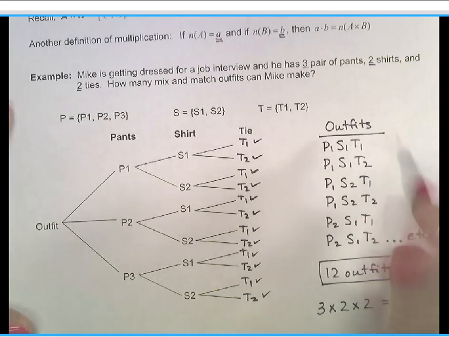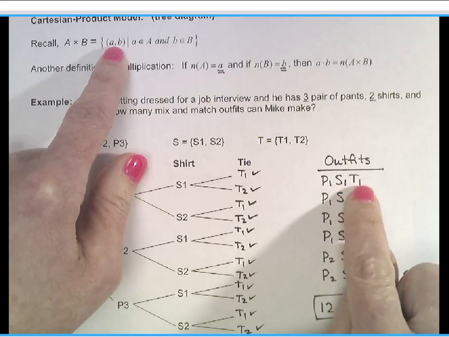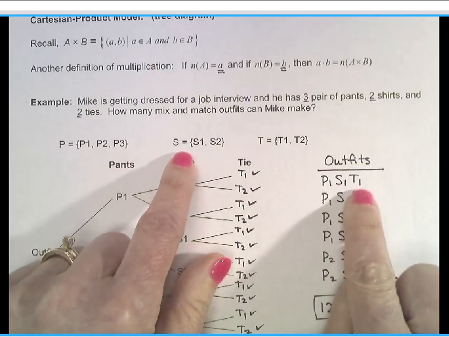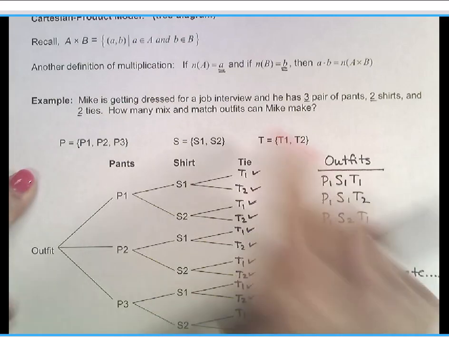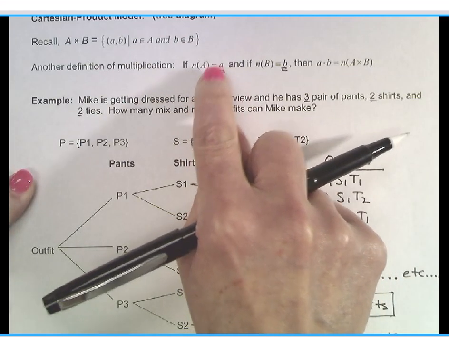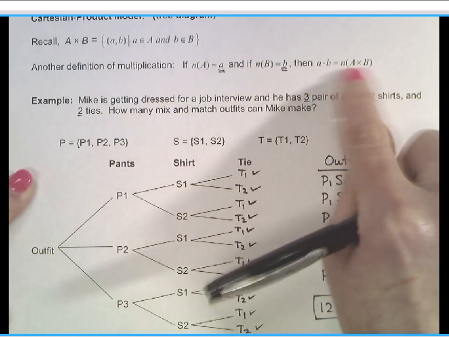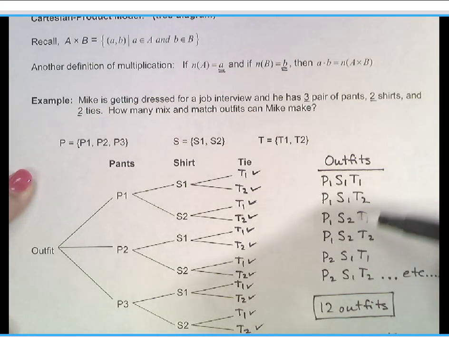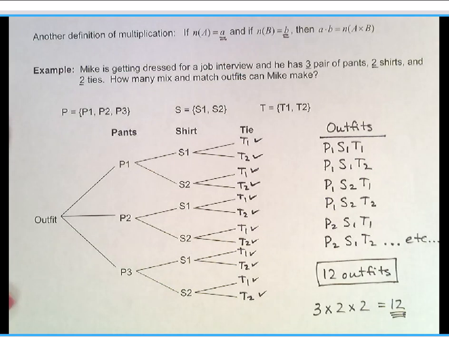But now I understand that these are not ordered pairs, these would be ordered triples, right? Where you're pulling something from the set of pants, something from the set of shirts, something from the set of ties. This is a Cartesian product, it's just triples. So the number of objects in each set, in this case 3, 2, and 2, if you just multiply them together, or you look at how many elements are in the product, if we wrote out all of these outfits, there would be 12. But the quickest way to do it is just to relate this to multiplication and multiply. So that's another type of model that we can use for multiplication.